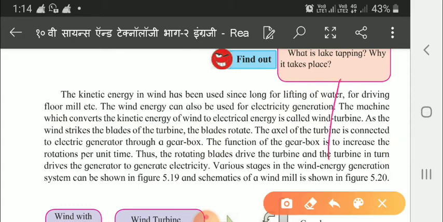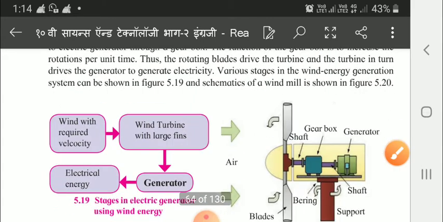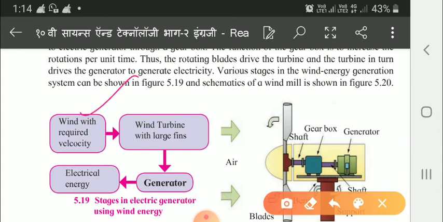So let us see this diagram here. Wind with the required velocity is needed, that is why these windmills are mostly made near the sea. So with the required energy they are made here. Then the wind turbine with a large fan, so it moves very fast. Then the generator generates the electrical energy.